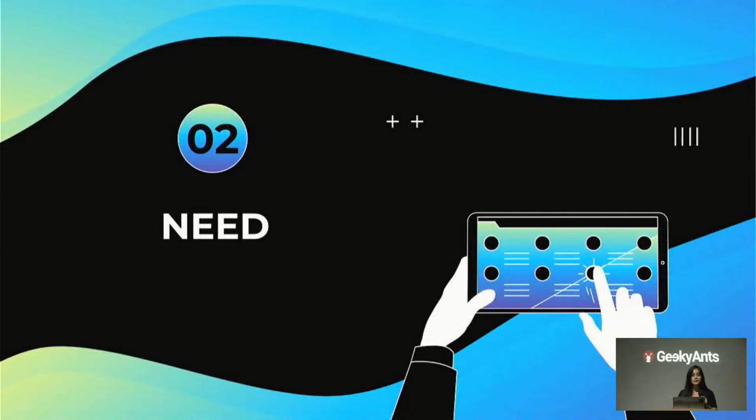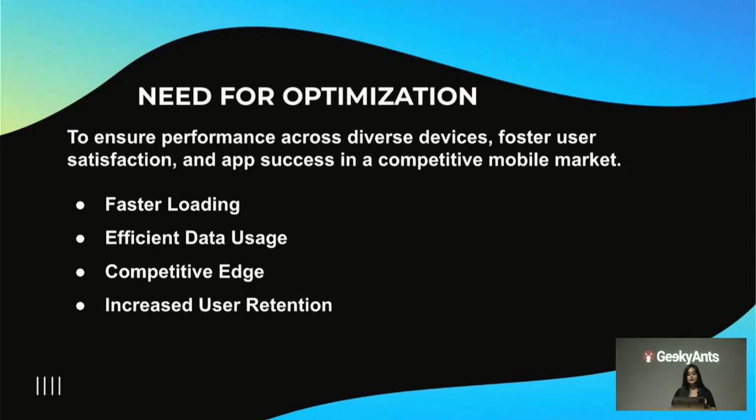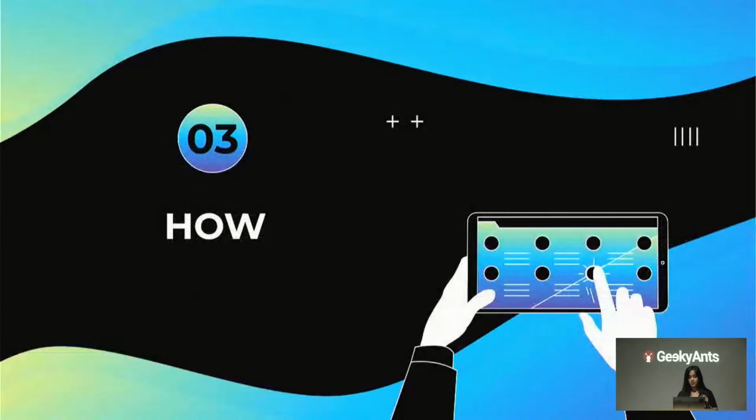But first, we need to understand the need for it. The need is to ensure performance across diverse devices. Since there are a lot of devices in this world, a lot of different interfaces, and a lot of different users using different networks, we need to ensure that the performance is up to the mark because it will ensure the app's success in the market. So for that, we need faster loading, efficient data usage, and a competitive edge in the industry as well. So let's look at how we achieve that.